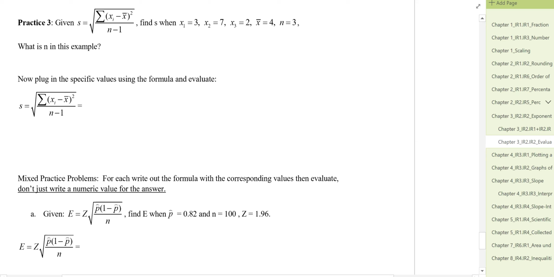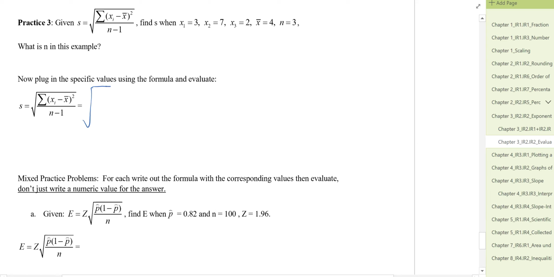Okay, let's do one more problem. Given the standard deviation S is equal to the square root of this summation notation here, note that inside the square root, I have a numerator and a denominator. The numerator is in summation notation form. So first, I'm going to expand it before I substitute the values into it. Notice that I have x1, x2, and x3, meaning that I'm going to end at n equals 3. So let me expand it.